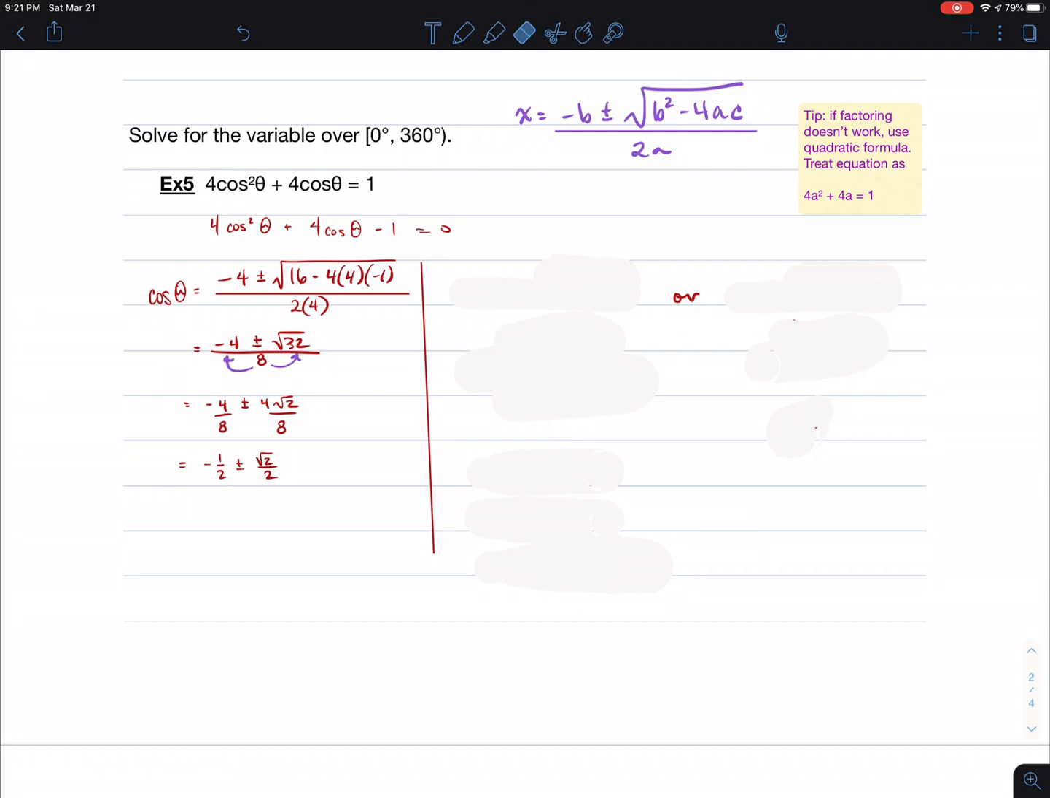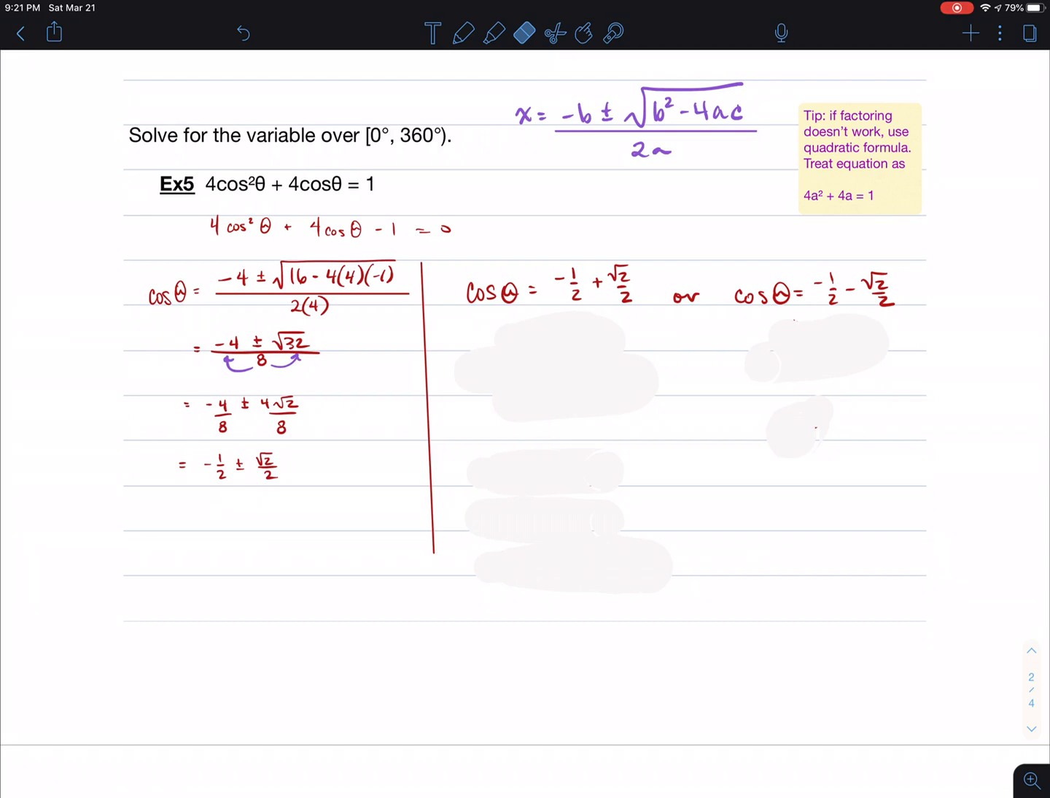Oh, but wait, I'm supposed to be finding theta, and all I have found so far is the cosine of theta. Notice that the cosine of theta is equal to 2 different numbers. I've got that plus or minus in the middle. So cosine is equal to 2 different numbers. So let's set 2 mini equations out. Cosine of theta is equal to negative 1/2 plus root 2 over 2, the plus version. The minus version is going to say cosine of theta equals negative 1/2 minus root 2 over 2.